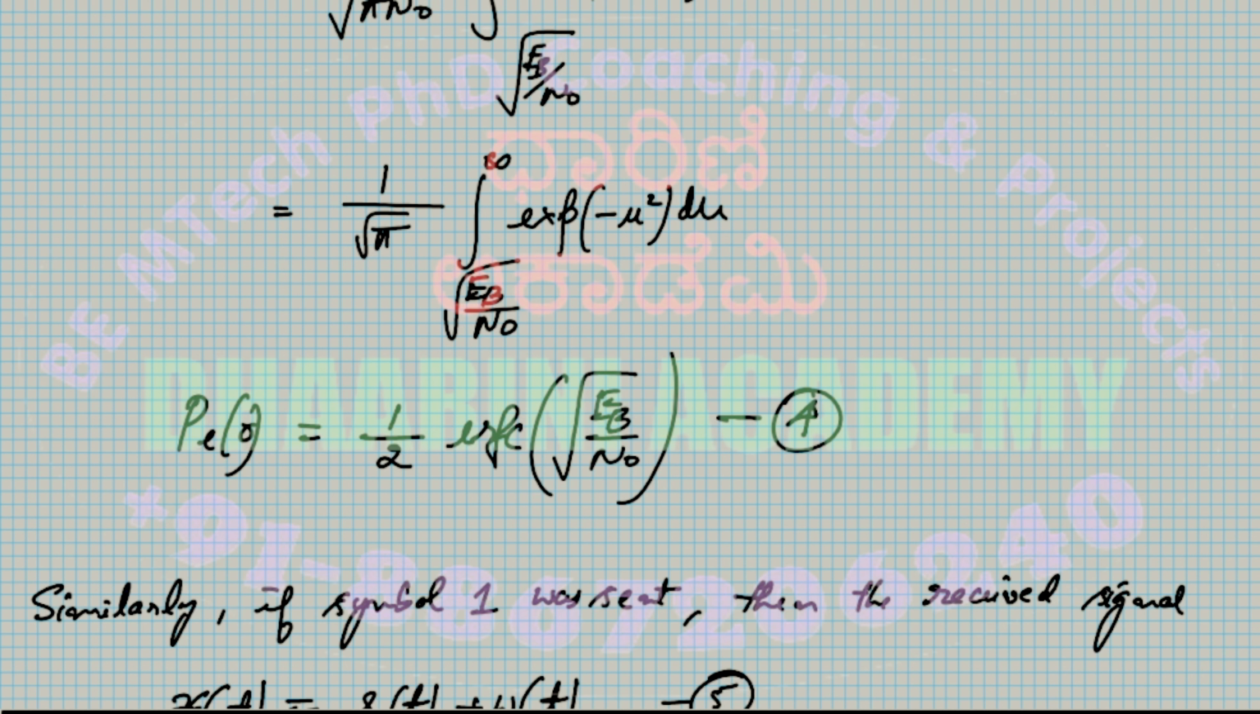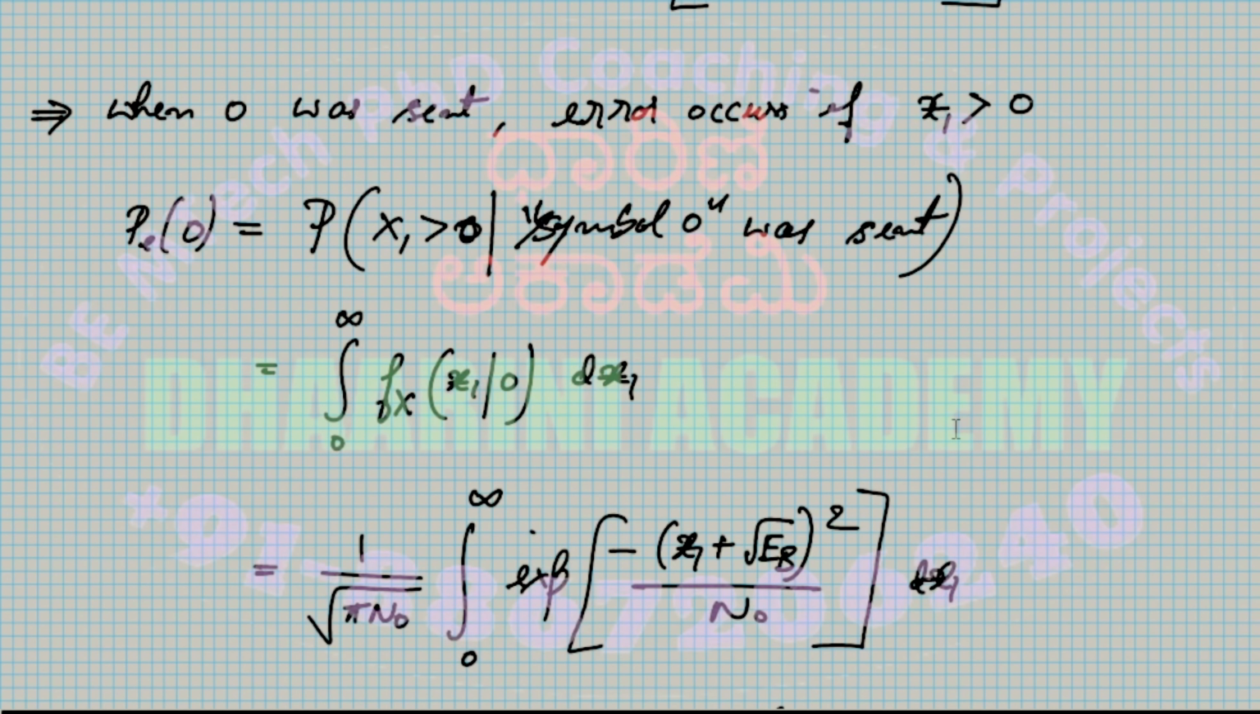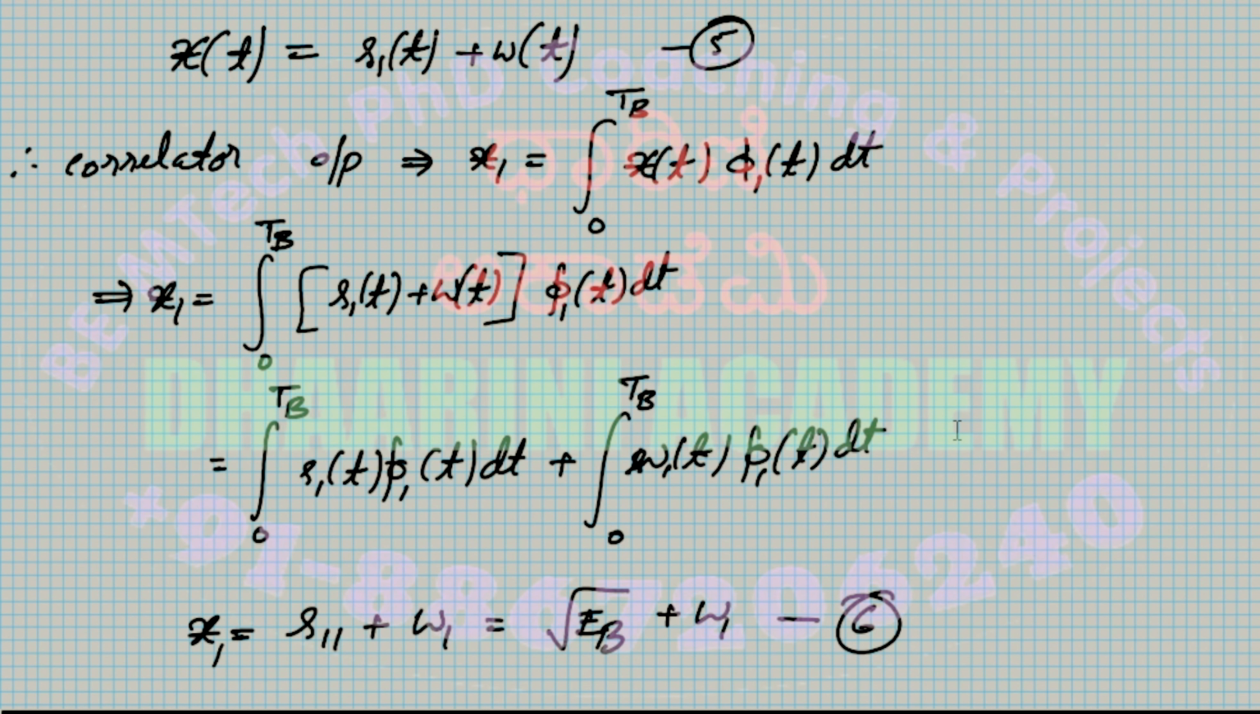So this is the whole calculation when the sent symbol was 0. Very similar to that, we have to do it once again for symbol 1. Symbol 1 means I have to represent the signal x of t as s1 of t plus the noise component w of t. So we calculate that corresponding to symbol 1, which is nothing but s1 of t plus w. So when I have x of t written like this, that is equation number 5.